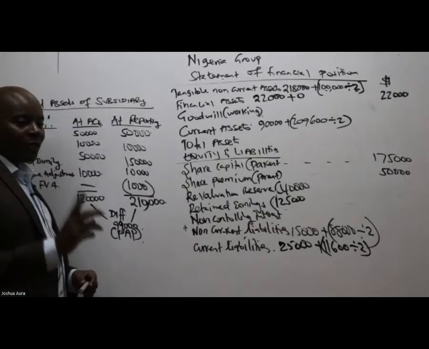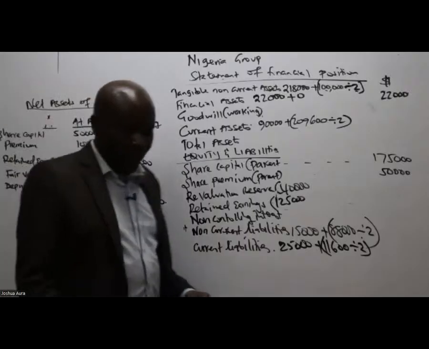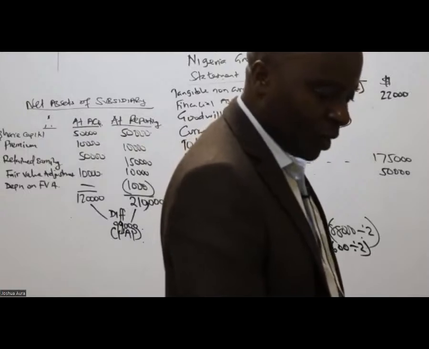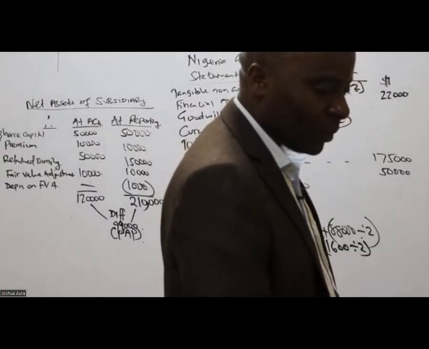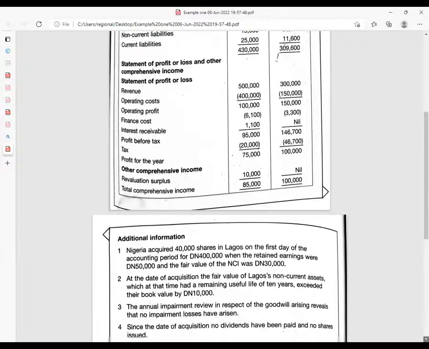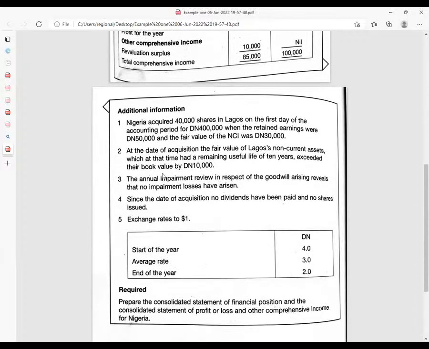There's a student who wants me to repeat something on this fair value adjustment, the valuation of assets of the subsidiary when you are acquiring them. So here, they have told us something very nice. They've told us here that at the date of acquisition, the fair value of Lagos's non-current assets, which at that time had a remaining useful life of 10 years, exceeded their book value by 10,000.